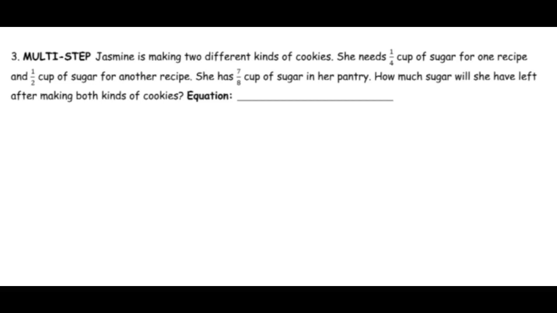Jasmine is making 2 different kinds of cookies. She needs 1/4 cup of sugar for one recipe and 1/2 cup of sugar for another recipe. She has 7/8 cups of sugar in her pantry. How much sugar will she have left after making both kinds of cookies?